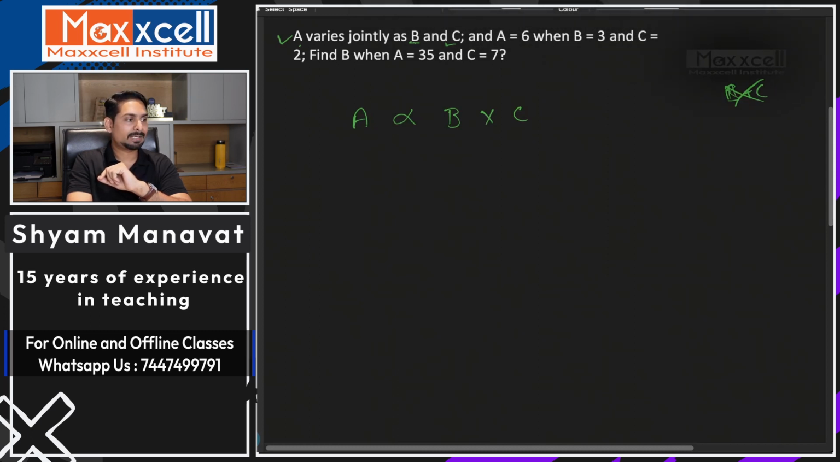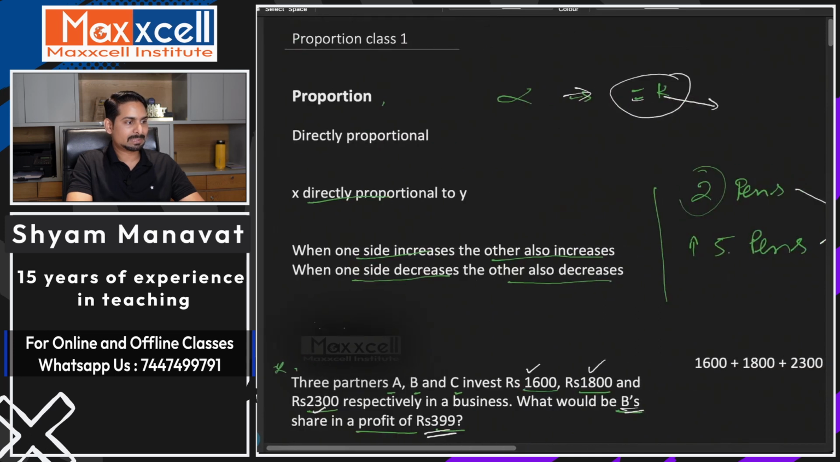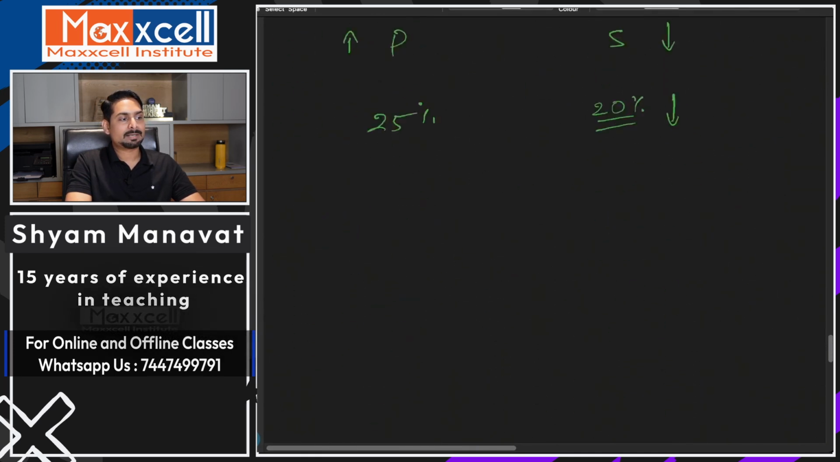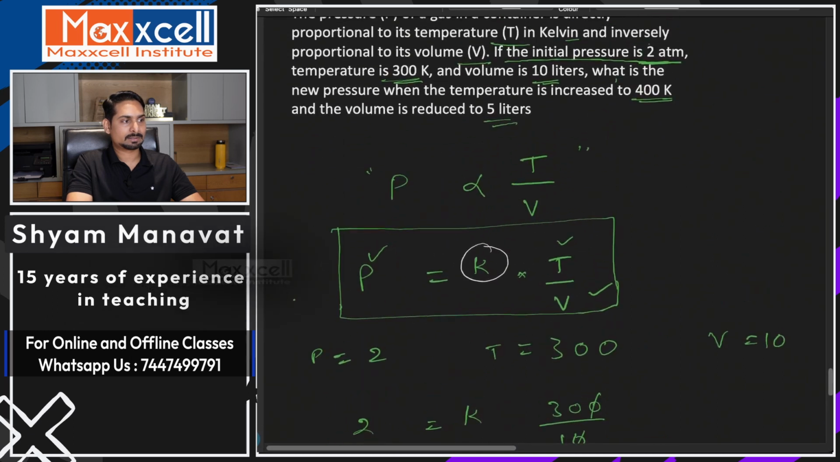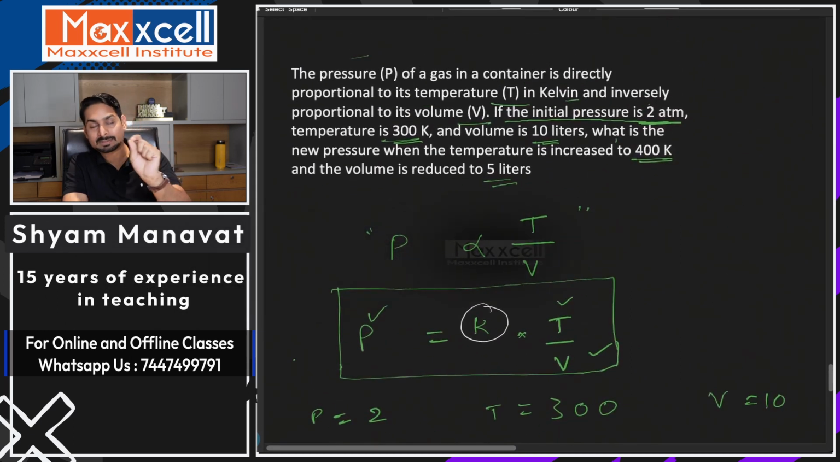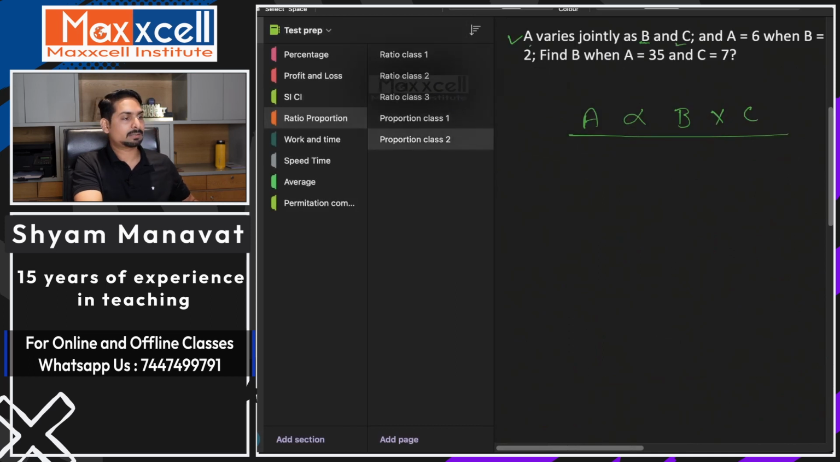A varies jointly as B and C. That means if A increases, B increases, and if A increases, C increases. That's how A is jointly proportional to B and C. Now, you remember the last question from the previous lecture: to relate the entities with the proportional sign, they will give you the first set of values to identify the value of the proportional constant, and then we take the question forward.